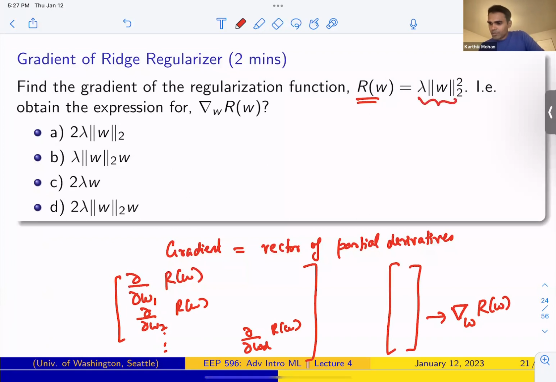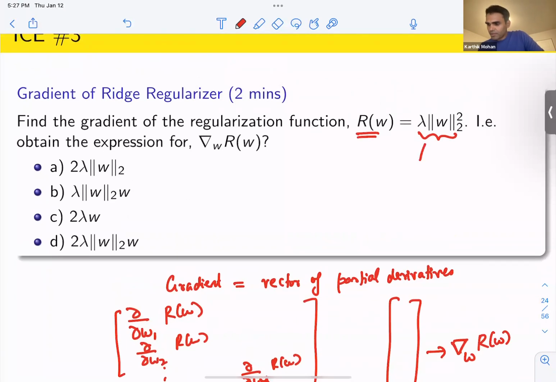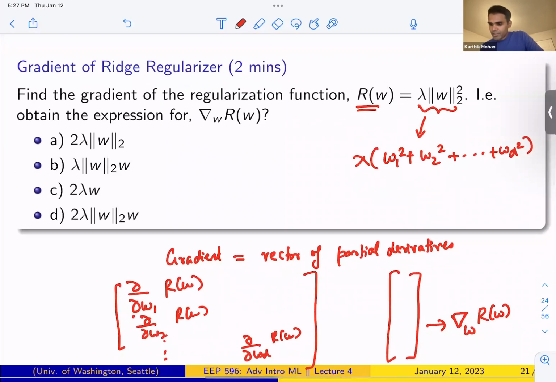So here, what I would suggest is expand this out. So when you expand it, you get W1 squared plus W2 squared, up to WD squared. So compute each of these partials and then put them into a vector and then see which of these correspond to that gradient. Okay. So we'll pull out some pen and paper to do this. Let's take like a minute or two to look at this.